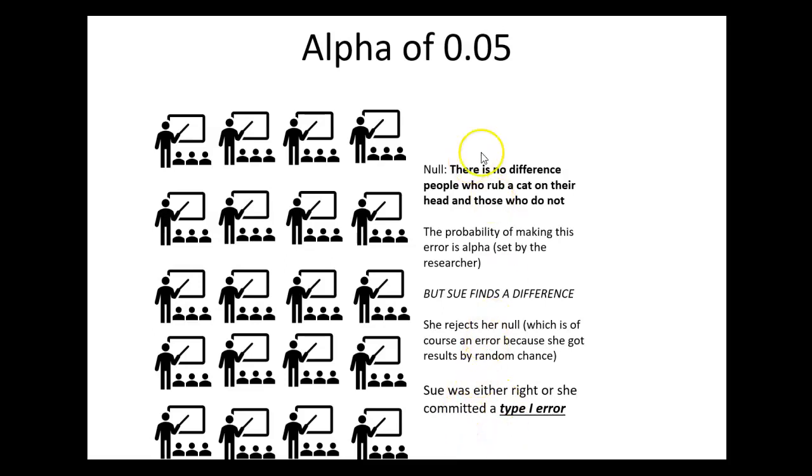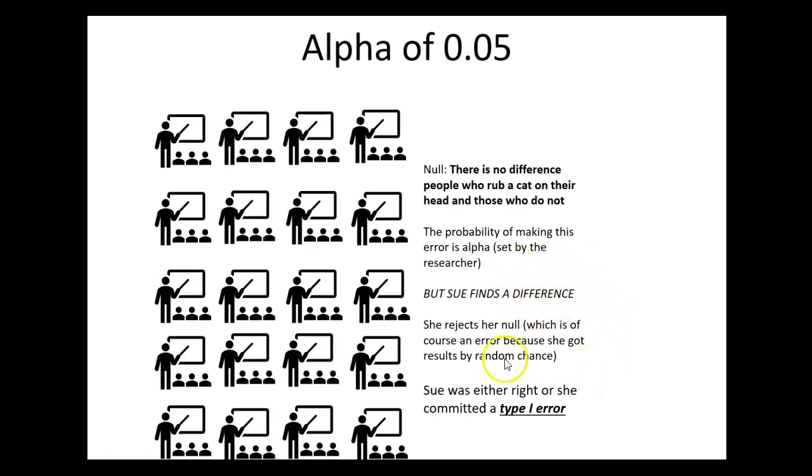So again, Sue conducts a study. Her null is that there's no difference between people who rub a cat on their head and those who don't for headache symptoms. The probability of making an error is set by alpha. So let's say that Sue runs a study and she actually finds a difference. So she finds that people who rub cats on their head reduce their headache symptoms compared to people that don't rub a cat on their head.